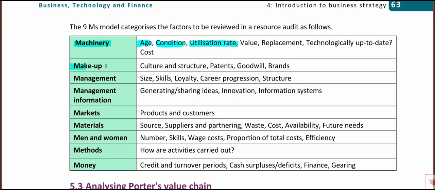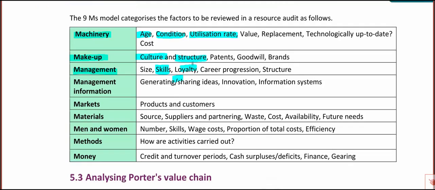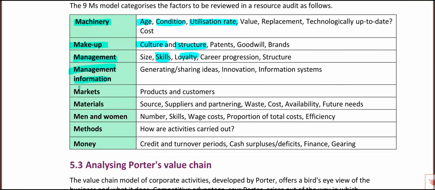What is the makeup of my organization? So what culture do we enjoy? If we've got a very existing culture, it might suggest it's quite difficult to change. Whereas if I'm a nice flexible organization in terms of structure and culture, it might make it a bit easier for me to introduce new things. What's my management currently like? Are they good? Do I have good leaders in place? Are they loyal? Okay. Management information. So management information is crucial, and it's all about making sure I have good information to make good decisions from. So really important. What markets do I currently operate in?